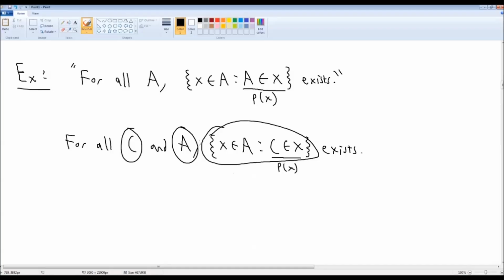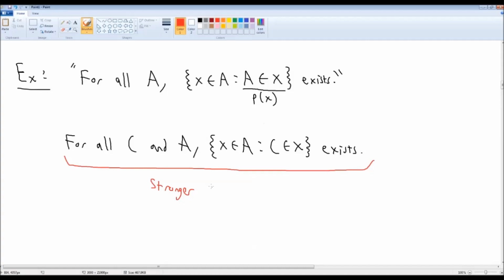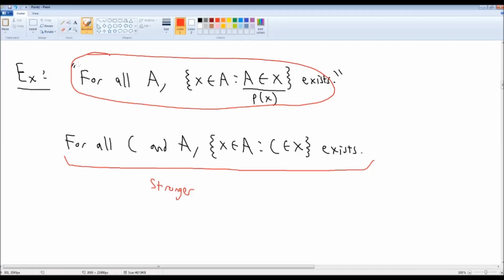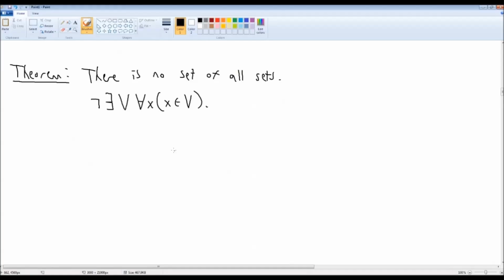And this is true even in the special cases when C and A happen to be the exact same set. So this statement is actually stronger, and therefore this weaker statement has to be true as well. So moral of the story, P of X can have an A in it, and it doesn't really cause any issues. So now moving forward, let's prove a theorem.